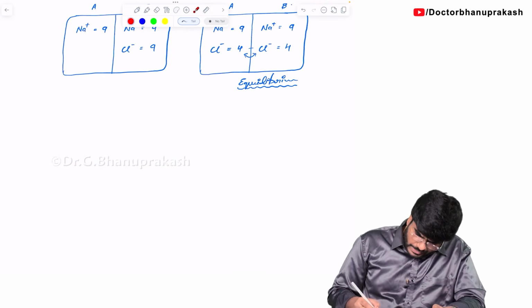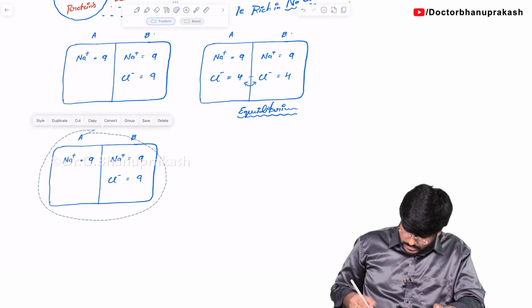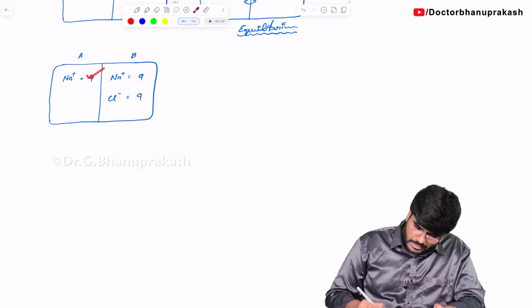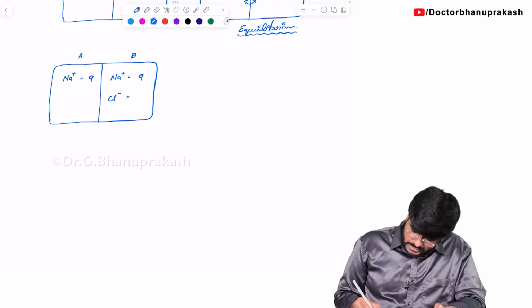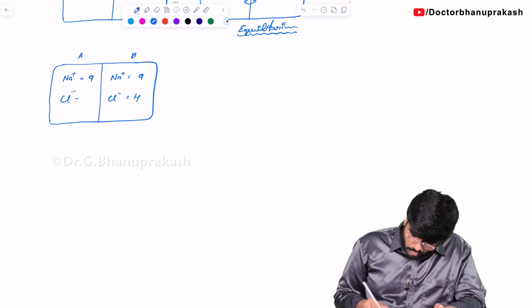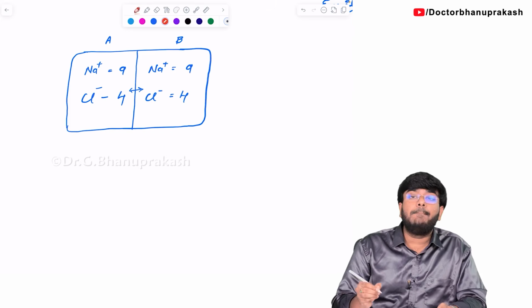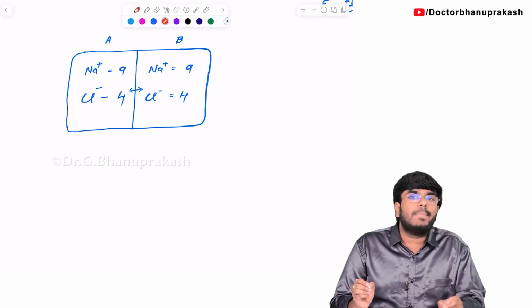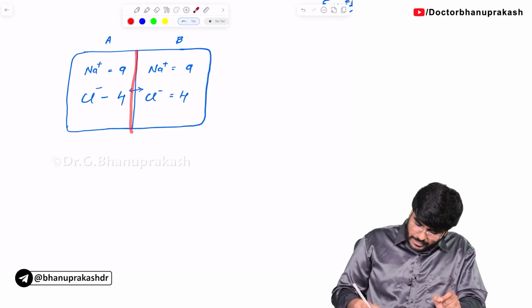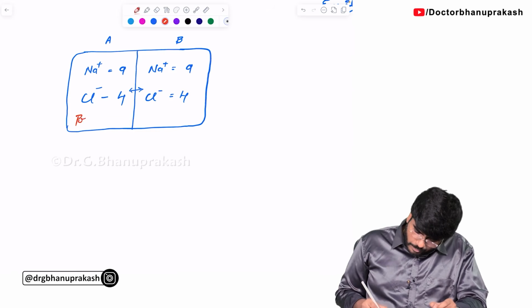Let me explain. Again, let me take the same two compartments, A and B. Same, I am keeping 9 sodium ions and 9 chloride ions. Now, 4 chloride ions are coming here, and 1 chloride ion keeps oscillating here and there. Now, for the first time, I am introducing a large impermeable molecule. The word is important: large impermeable molecule, which means this membrane is not permeable for this particular substance. What is the substance that I am taking here? Proteins.